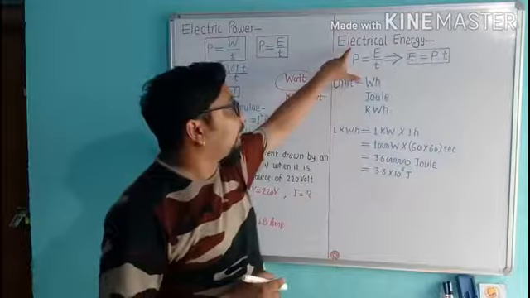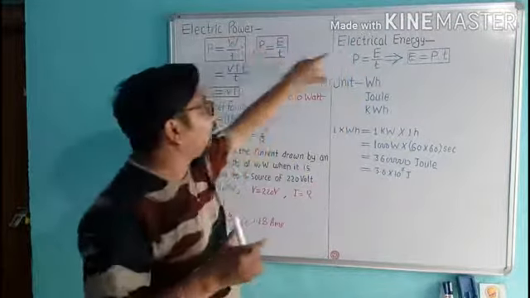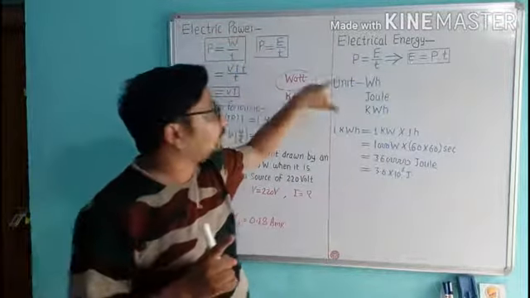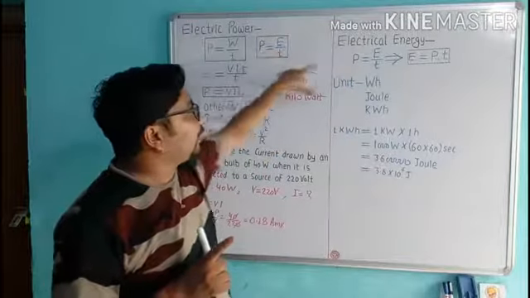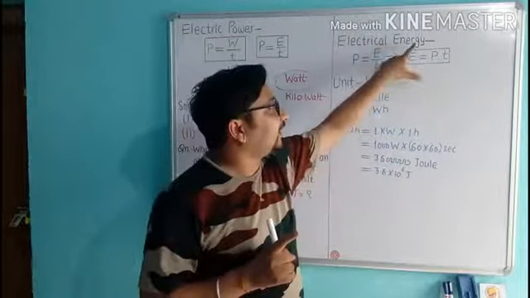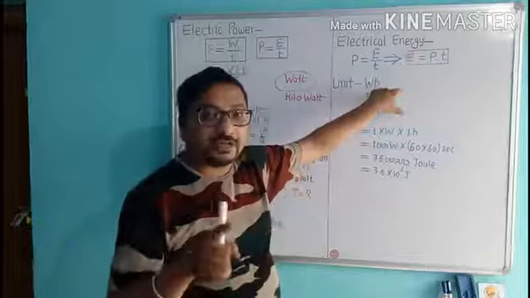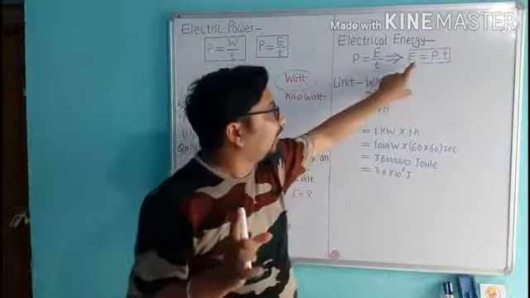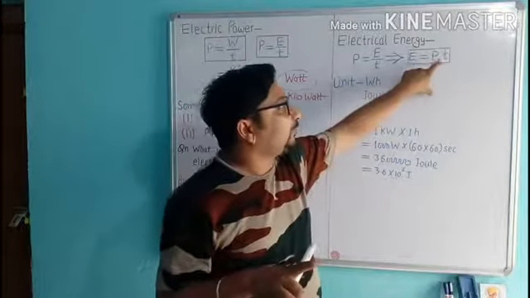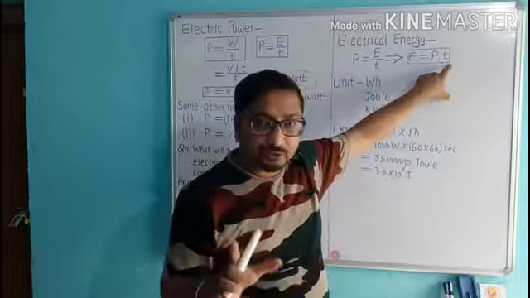Now, again an important topic, electrical energy, which is very related to electric power. Using the formula P is equal to E upon T, E is equal to PT. So we can define electrical energy by this formula. Electrical energy consumption by any electrical appliance is equal to the product of its power rating and the time for which it is used.